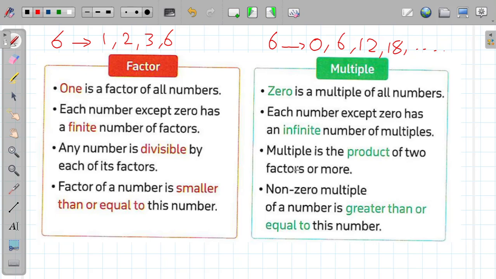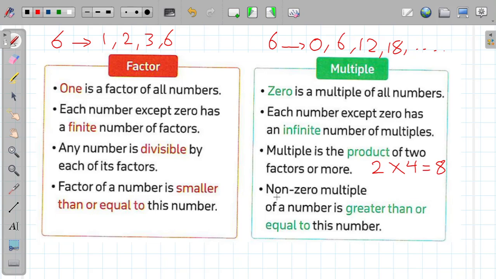Next, I will say a multiple is a product of two factors or more, okay? Again, a multiple is the product of two factors or more. So if I have two factors like 2 and 4, and I want the multiple of 2 and 4 at the same time, I will multiply the two numbers together, so I will get 8. Okay, so 2 times 4 equals 8. 2 is a factor, 4 is a factor, and 8 is a multiple.